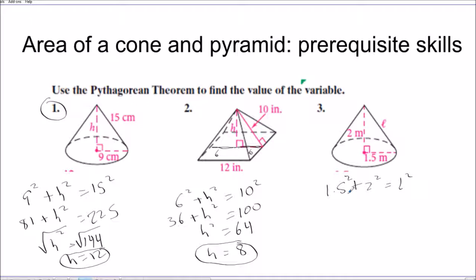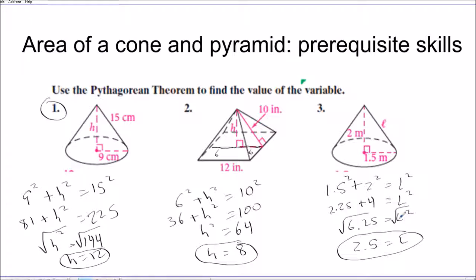1.5 squared, that equals 2.25. So 2.25 plus 4 equals L squared, which means 6.25 equals L squared. I need to square root that, so square root of 6.25 gives me, oh cool, 2.5. So I get 2.5 equals L. So square root both of those, right? So if you want to put that in your notes, you can.